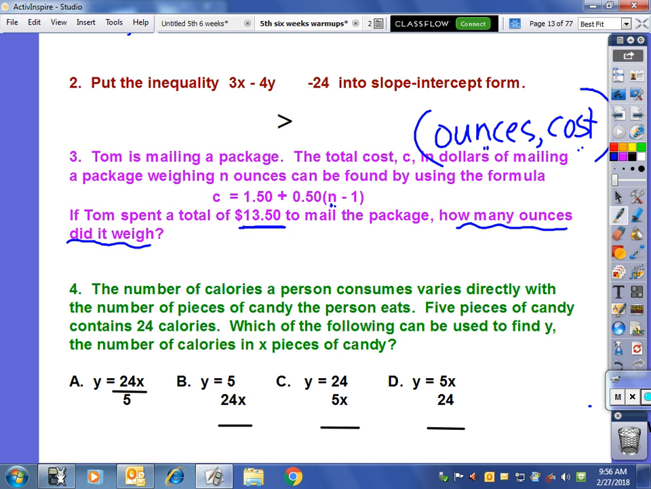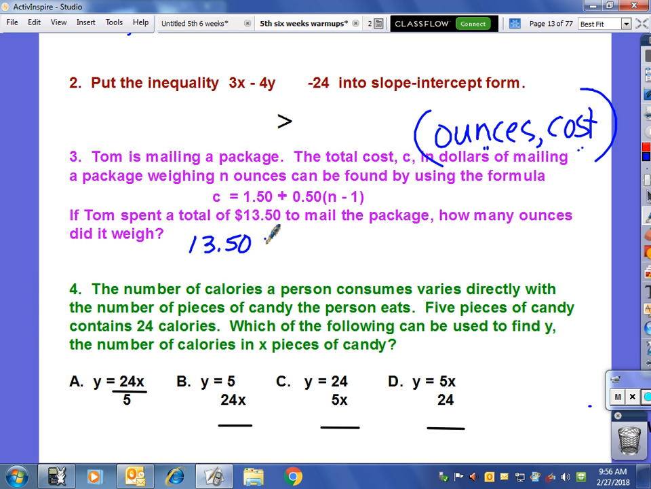You can do this mathematically, algebraically. You also can do it in your calculator. Let's try it algebraically. $13.50 equals $1.50 plus 50 cents times N minus 1. How would I solve this? Gotta distribute. You cannot have this N trapped in the parentheses. So that's going to be 0.50 N minus 50 cents. Now, $1.50 and negative 50 cents, you got to put those together. What's $1.50 and negative 50 cents?